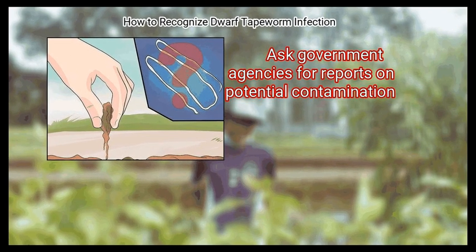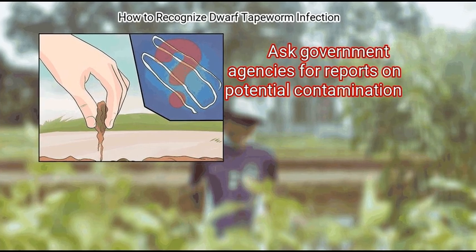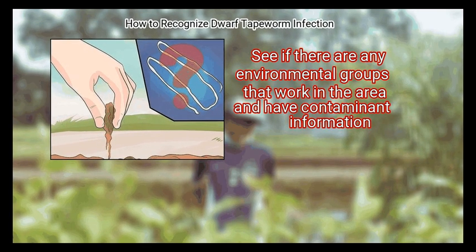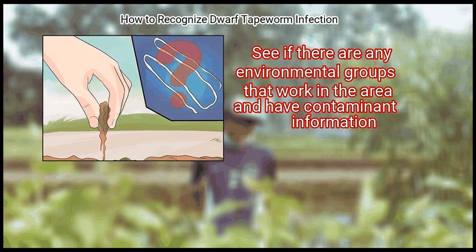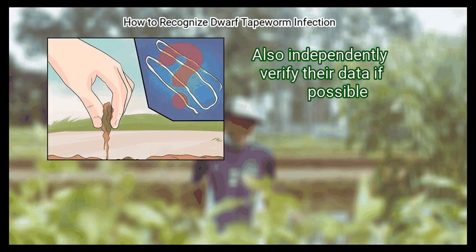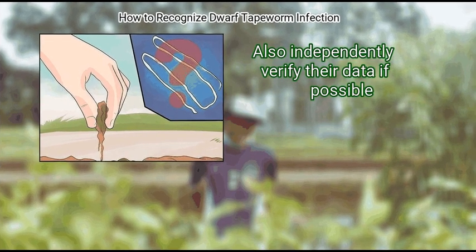Ask government agencies for reports on potential contamination. Get independent verification if possible. See if there are any environmental groups that work in the area and have contaminant information. Also independently verify their data if possible.